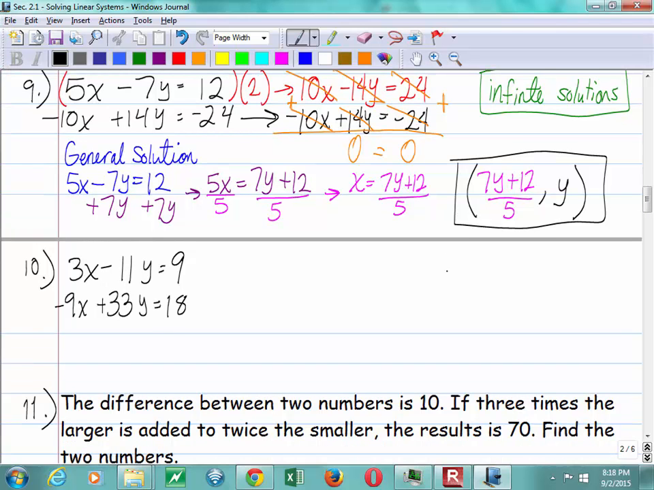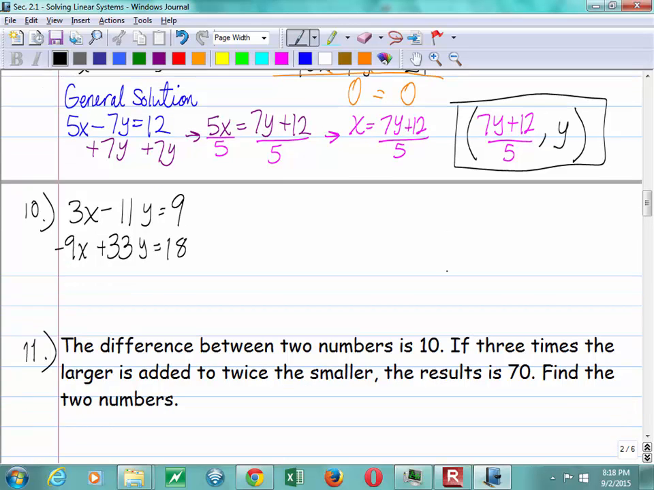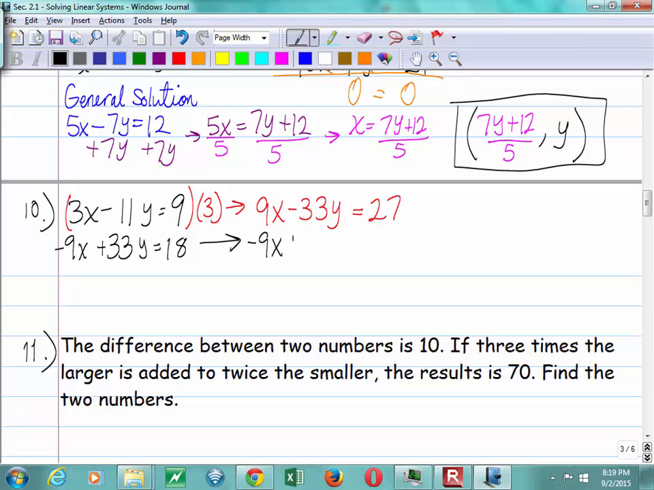Alright, and then number 10. So for this problem, I would go ahead and multiply the first equation by 3. And then that would give me 9x minus 33y equals 27. And then I'm going to bring the second equation over, so that's negative 9x plus 33y equals 18.